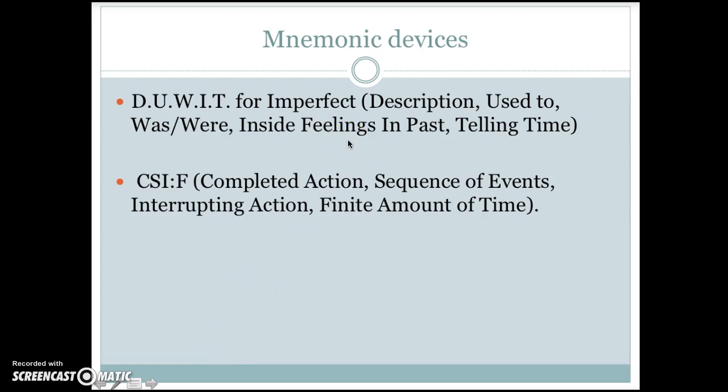These are some mnemonic devices that my students in the past have found helpful. I don't know if you would find it helpful or not. They're a little strange. DO WIT for the imperfect. Description, used to, was or were, inside feelings in the past. Really this just means emotions. I was sad. I was happy. Do you start being sad or stop being sad in a clear, defined moment? No, emotions are not actions that occur over a clear period of time. And then we have telling time.